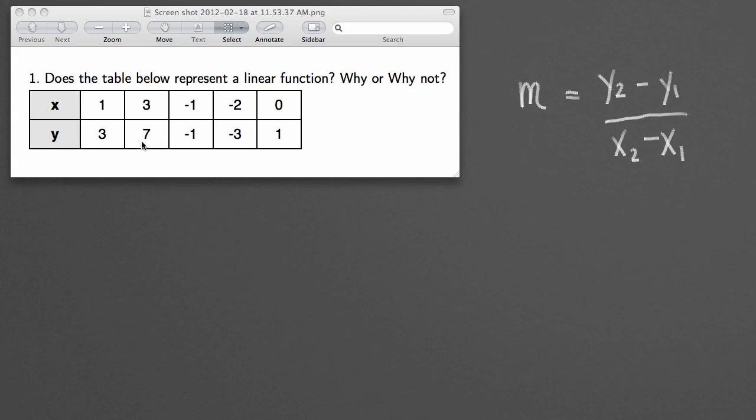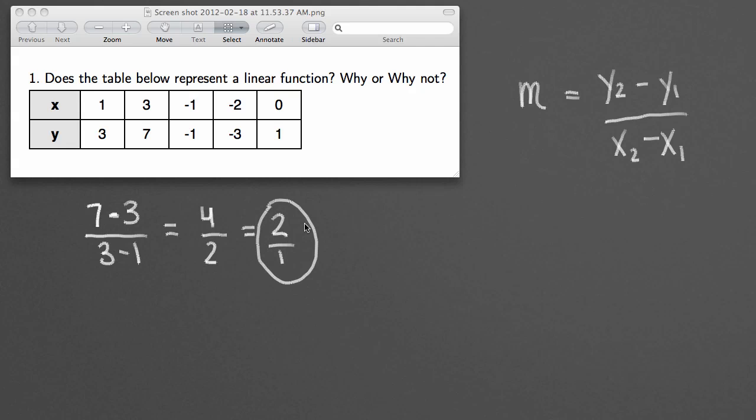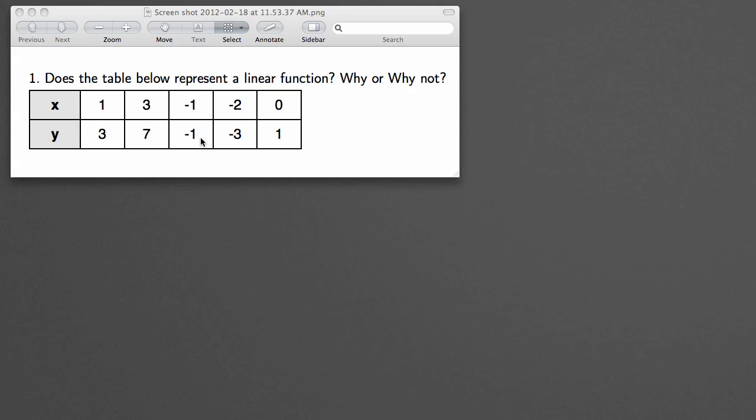We're going to call the number 7 y2 and the number 3 y1. So 7 minus 3 over 3 minus 1 is equal to 4 over 2, which gives us 2 over 1. So we get a rate of change of 2 units for every 1 unit. That's our first one. Now we use -1 as the y2 and 7 as the y1, and this as the x2 and this as the x1. So -1 minus 7 over -1 minus 3, which is -8 over -4. A negative number divided by a negative number is a positive, so I make both of these positive. 8 divided by 4 is 2, so I get 2 over 1. So far the rate of change stays the same.